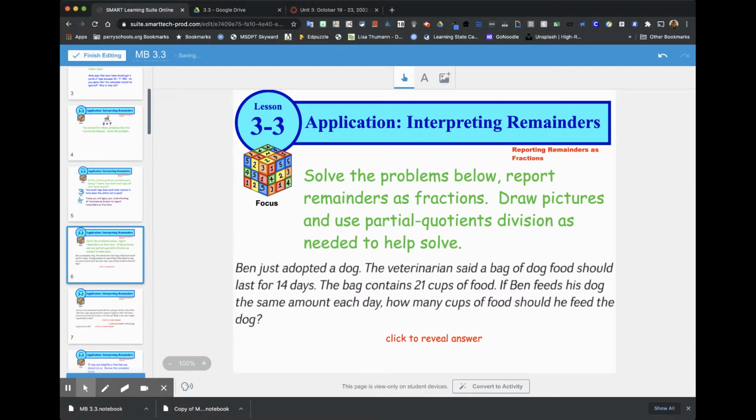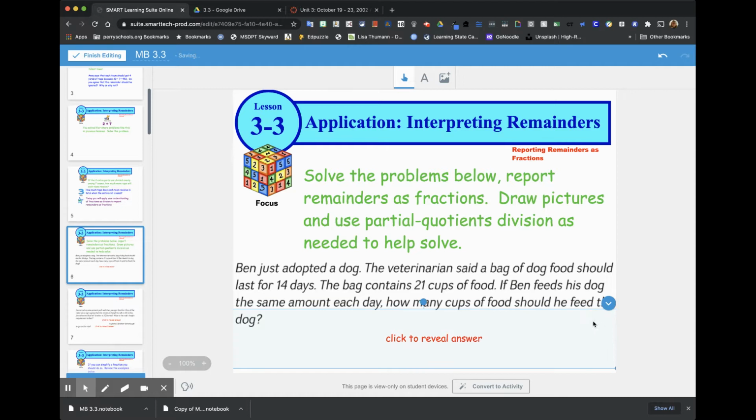So let's look at Ben. He just adopted a dog. As we're doing these, we're going to remember to draw pictures, or use fraction circles if you want. Pictures are really going to help us out as we move forward because we're going to have those remainders. We also can use partial quotients division as needed to help us solve. So Ben adopted that dog. The veterinarian said a bag of dog food should last 14 days. The bag contains 21 cups of food. If Ben feeds his dog the same amount each day, how many cups of food should he feed the dog?